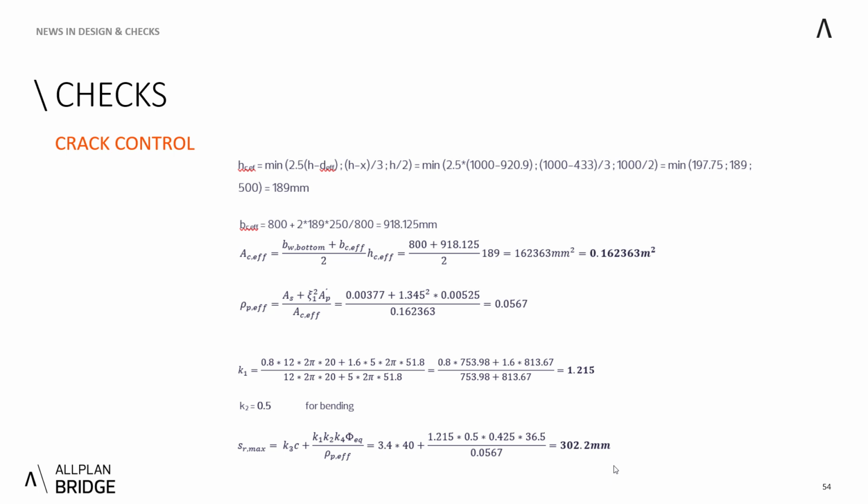We can deal with either bending or the pure tension. In this case, we are going for a bending, therefore K2 is 0.5, and the maximal spacing of cracks is therefore, by this equation, 302.2 millimeters.